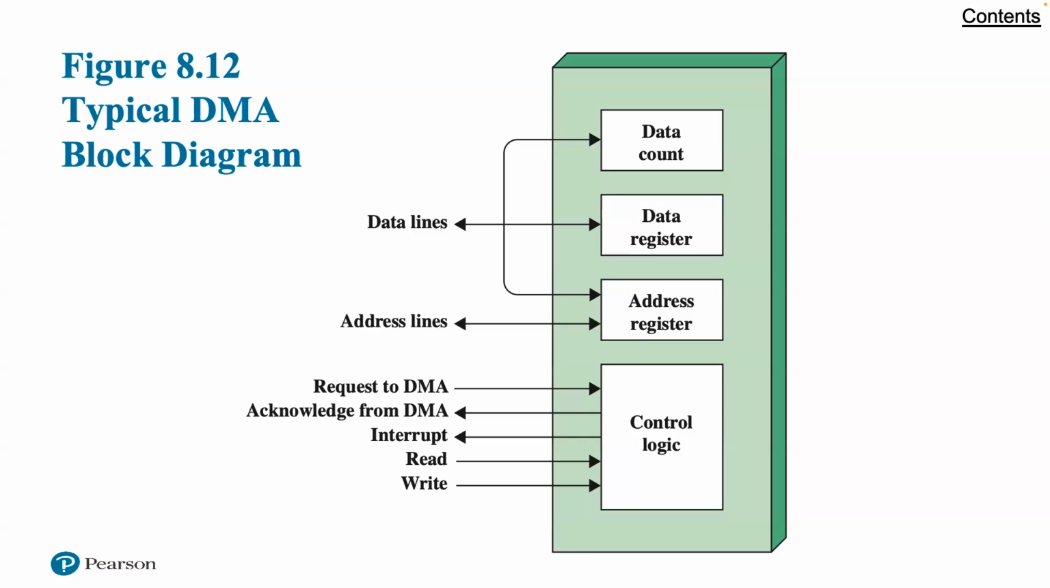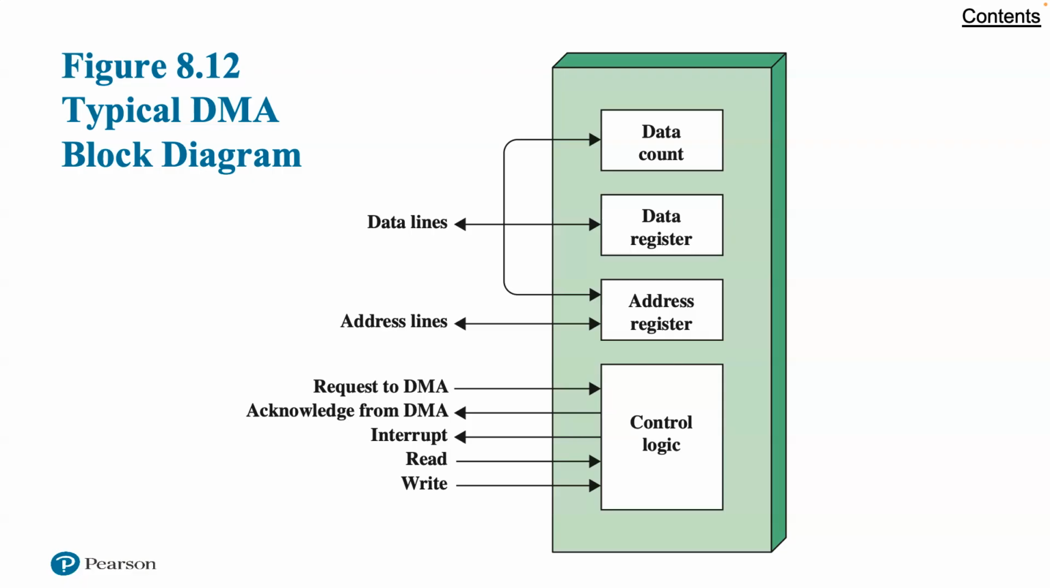Whether a read or write is requested, using the read or write control line between the processor and the DMA module; the address of the I/O device involved, communicated on the data lines; and the starting location in memory to read from or write to, communicated on the data lines and stored by the DMA module in the address register. The number of words to be read or written, again communicated via the data lines and stored in the data count register. The processor then continues with other work.